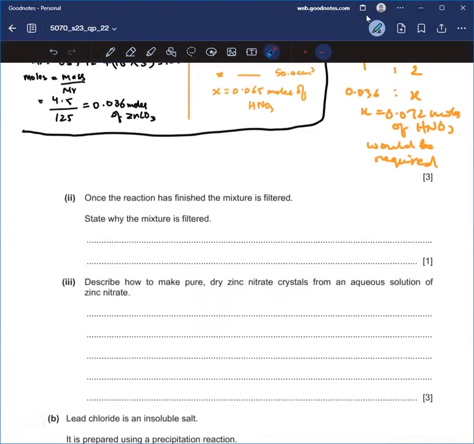Once the reaction has finished, the mixture is filtered. Okay, so here they are asking us that once the reaction has finished, the mixture is filtered. Mixture is filtered, which means that there must be some solid present. So they're asking us to state what is removed when the mixture is filtered.